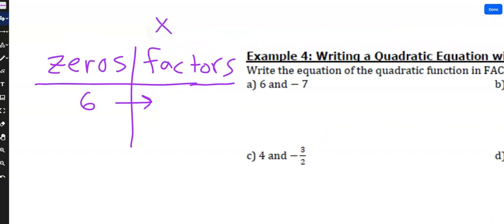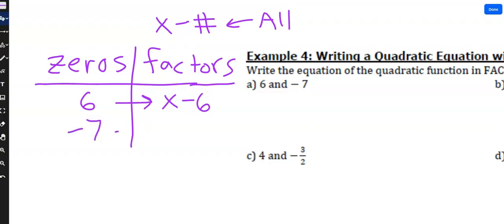Well, I want you to keep in mind that every factor in the universe, all of them look like this: x minus a number. And I know what you're going to say. Mr. Stailey, that's not true. The next one starts out with -7. It doesn't look like, oh, but doesn't it look like x minus -7?